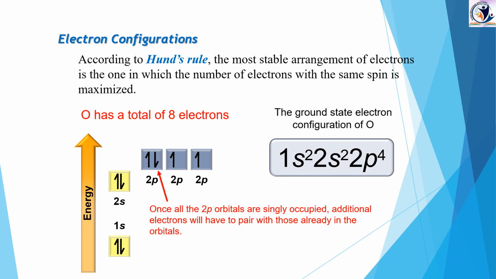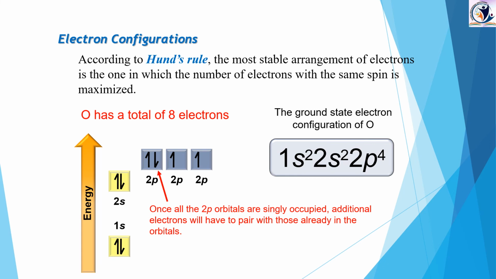So one positive spin should be filled first of all. After completion of these degenerate orbitals with the positive spin, then it should pair with the negative spin. Got it? This is what Hund's rule means.